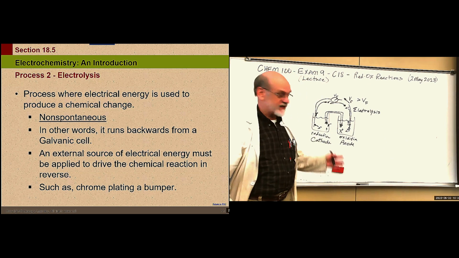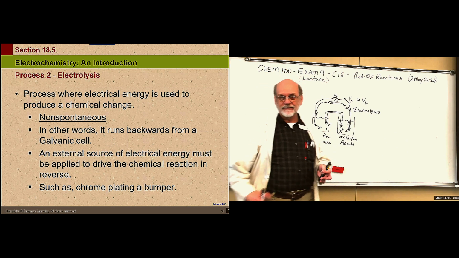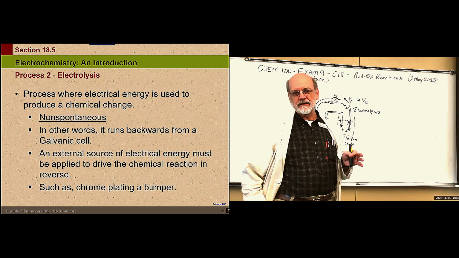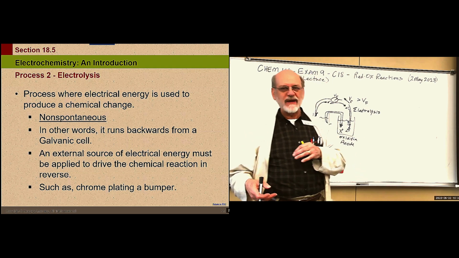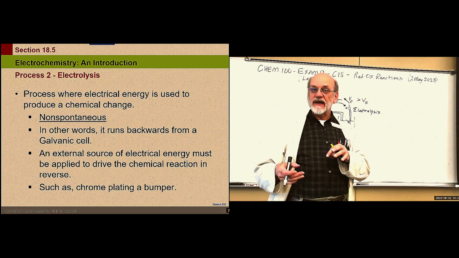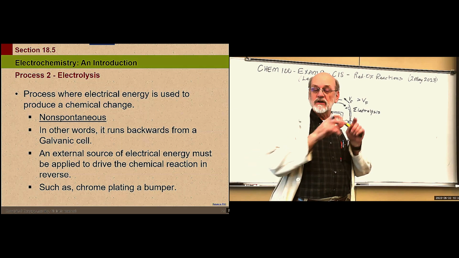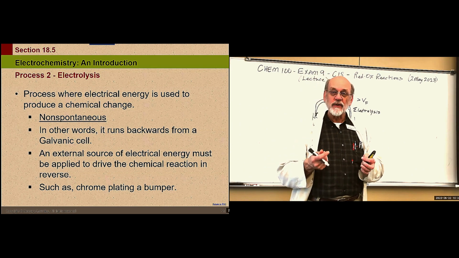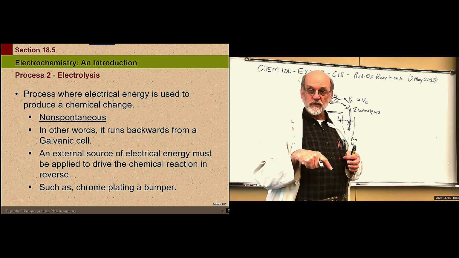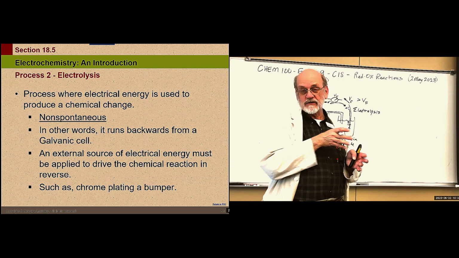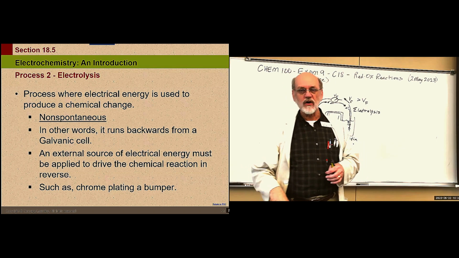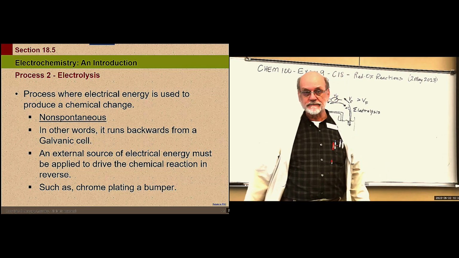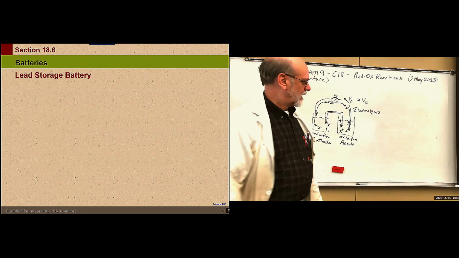one example where we do this is chrome plating a bumper. Right? If we have chromium in solution and pair it with some other half reaction, then it may go forward. And the chromium would go from chromium metal to chromium ions and give up their electrons. But we're going to drive it backwards. And then the chromium ions in solution are reduced and they're plated out on the bumper. Right. So if you go to an antique car show, you'll see some of these older cars still have chrome plated bumpers. And that's how they make them, by electrolysis. Okay.